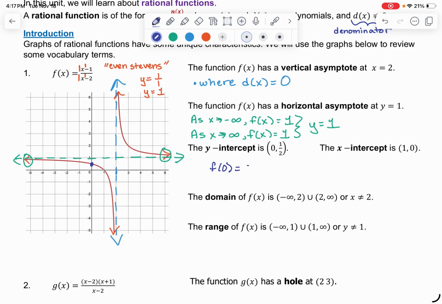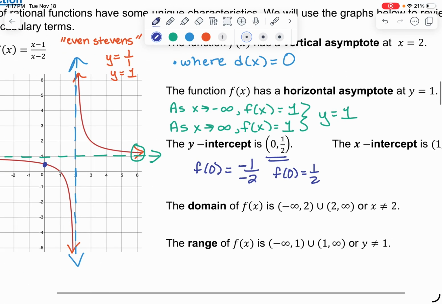Okay, so on the top we get -1, on the bottom we get -2. So f of 0 equals 1/2, and so our y-intercept is (0, 1/2). Okay, x-intercept, same thing. We know that the x-intercept is when the function equals 0.